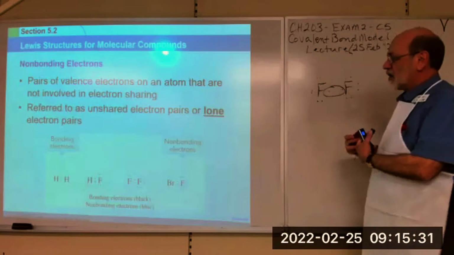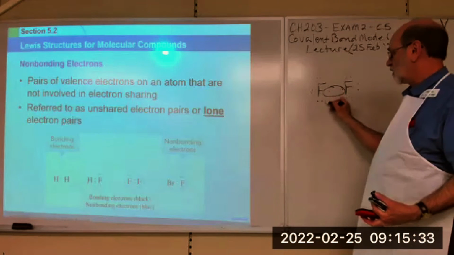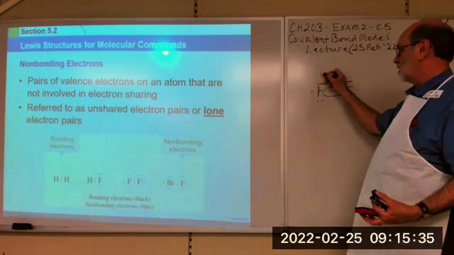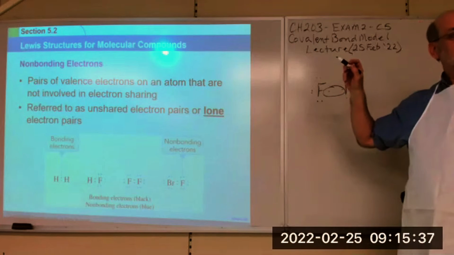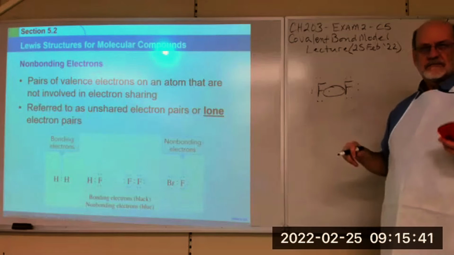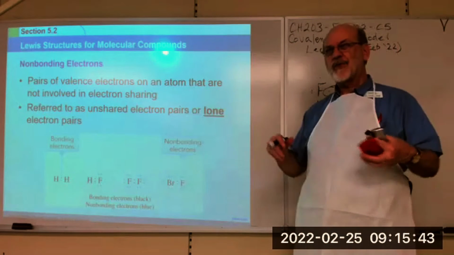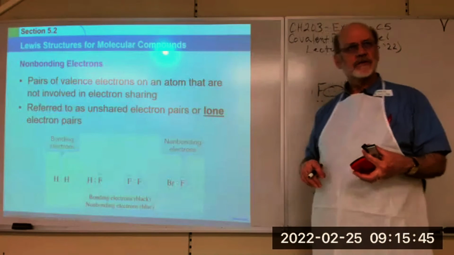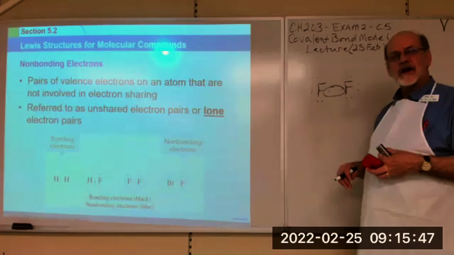All of these others are called non-bonding electrons. These guys right here, they're not part of the bonds. But we can also call them lone pairs. In fact, when I refer to them in the future, I'll probably call them lone pairs. Lone pairs are not involved in bonding.